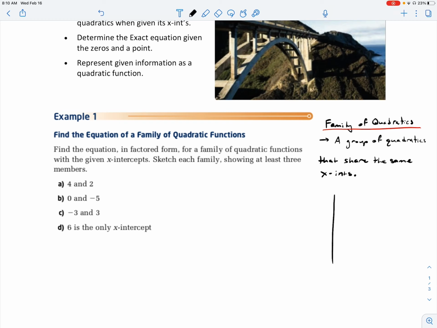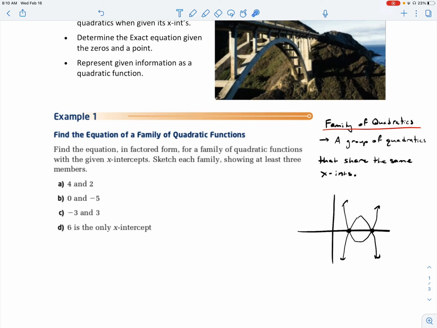A quick example of this would be, let's say we had two x-intercepts here. There are an infinite amount of quadratics that pass through here. They all share the same x-intercepts, but they all have a unique shape. Some of these could be really skinny, some of them could be compressed. They can open upwards or downwards. There's an infinite amount of them, but what they have in common is they all share the same x-intercepts. That makes them part of the same family of quadratics.